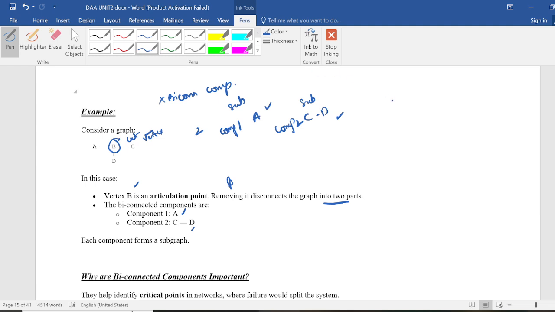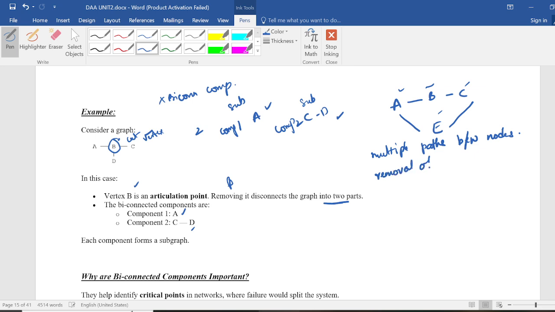Now considering another network, that is A to B to C and again to E. In this case, there are multiple paths between nodes. If we remove any one of the nodes from A, B, C, E, the rest of the graph still stays connected. Removal of one node still stays connected. It is not forming subgraphs as in scenario 1, case 1. So this is a biconnected component.